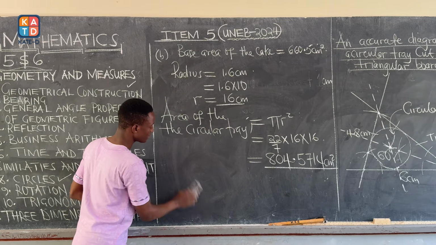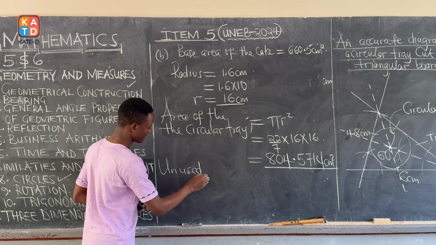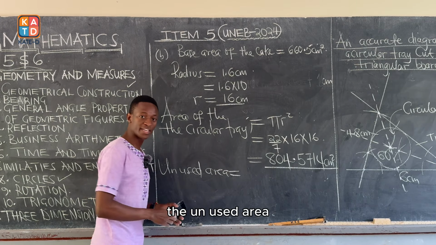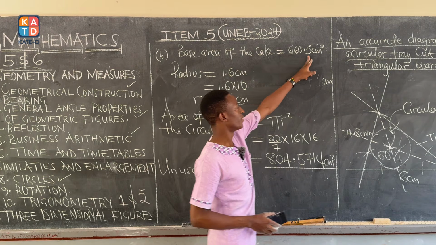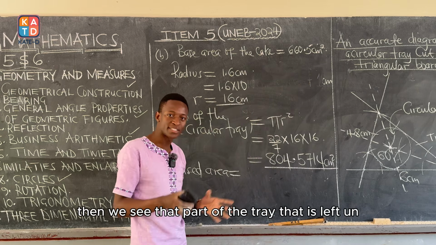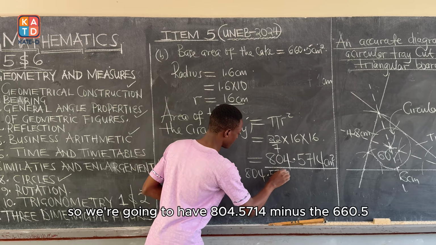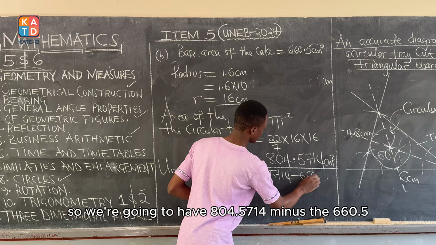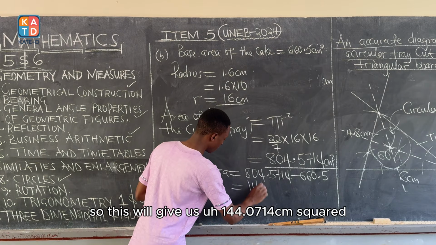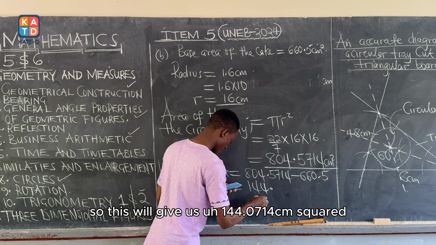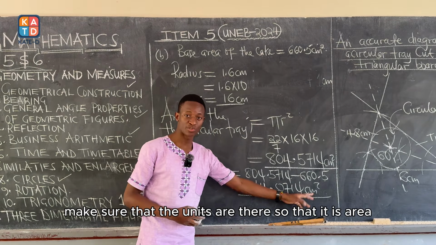So what we need to do is get the unused area. We are going to get the area of the tray, then subtract the base area of the cake. Then we see that part of the tray that is left unutilized. So we are going to have 804.5714 minus 660.5. This will give us 144.0714 centimeters squared. Make sure that the units are there to show that it is area.